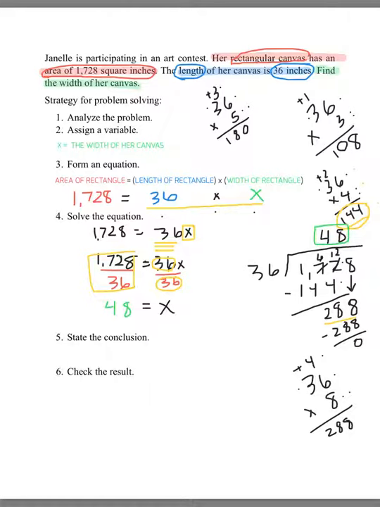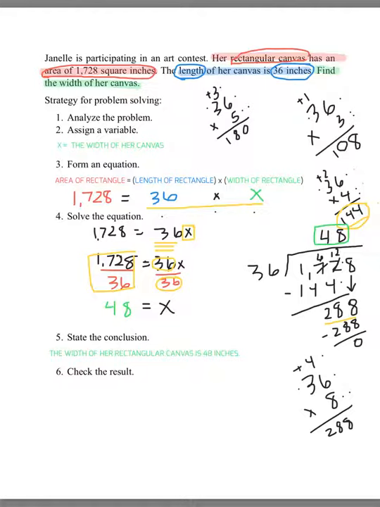So let's go ahead and see our conclusion clearly. So we were asked to find the width of our canvas. So again, our conclusion is going to be the exact same as what we're asked to find, but in the form of a statement. So our conclusion is going to be that the width of her rectangular canvas is 48 inches. And there we go. So now we're going to go ahead and check our result.